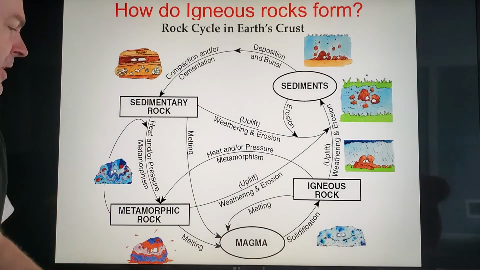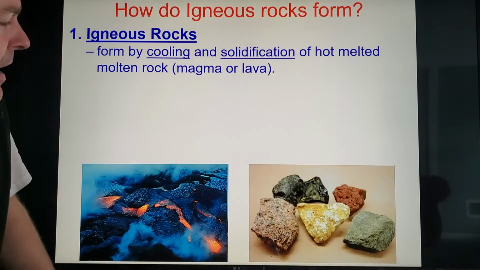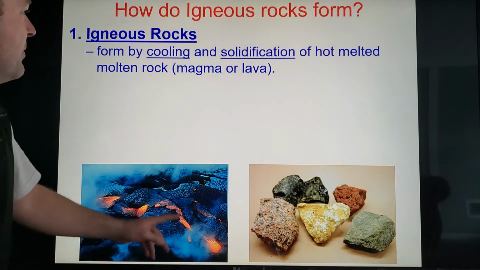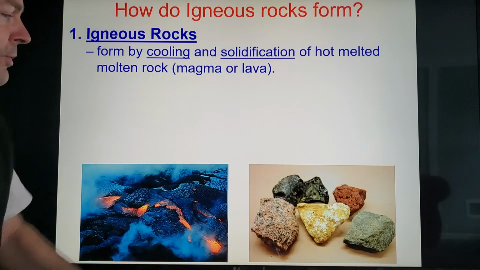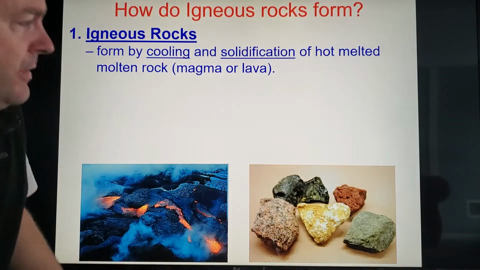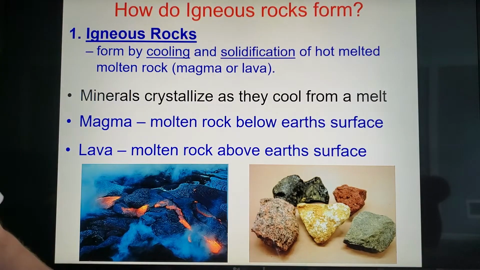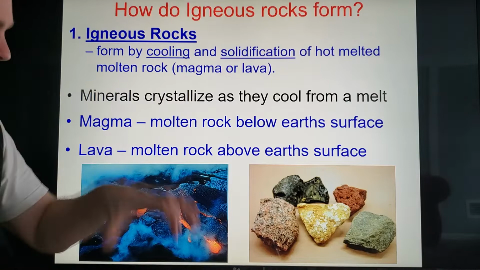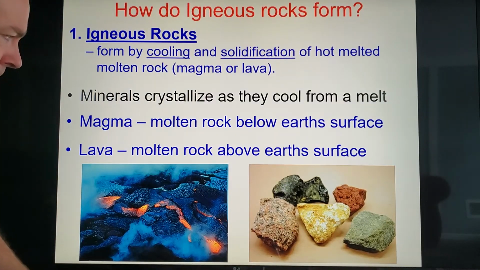Igneous rocks, of course, start from the melt, right? Down here, the magma, and they solidify. And there's your gorgeous picture of magma, right? From the cooling and solidification of hot, melted, molten rock. And here you can see many different types of igneous rocks. Okay? The minerals crystallize as they cool, right? Magma is that molten material below the surface, and lava when it's at the surface.